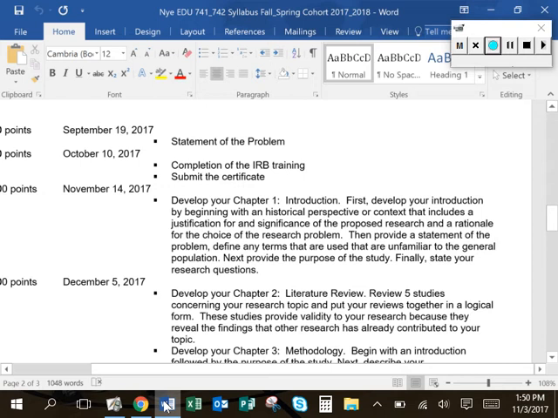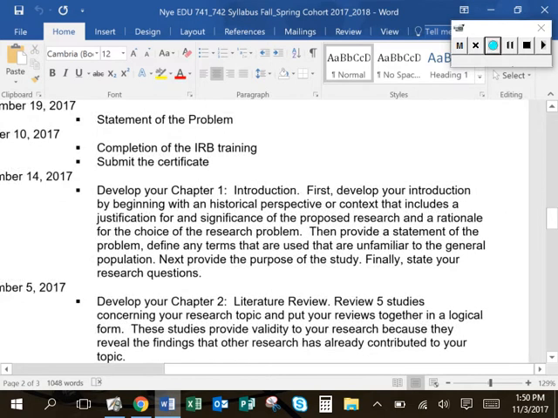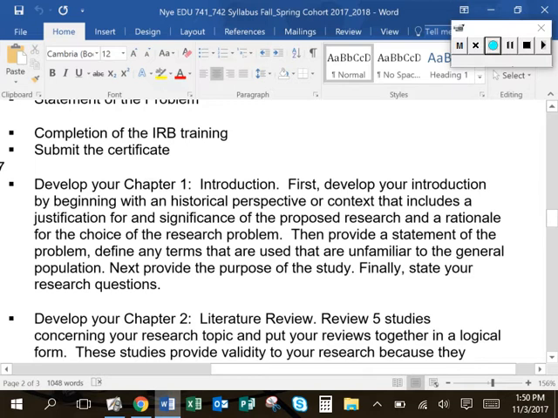On the syllabus, you can see the elements that need to be included in your Chapter 1. You will begin with an introduction. Then you will provide your statement of the problem. Next, you'll define any terms that are unfamiliar to the general population. For example, RTI, which we know is response to intervention in the educational world, but the general population would not understand that. Then you provide the purpose of the study. And finally, you state your research questions, and that wraps up Chapter 1.